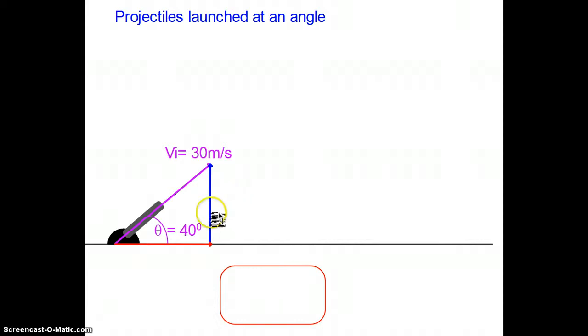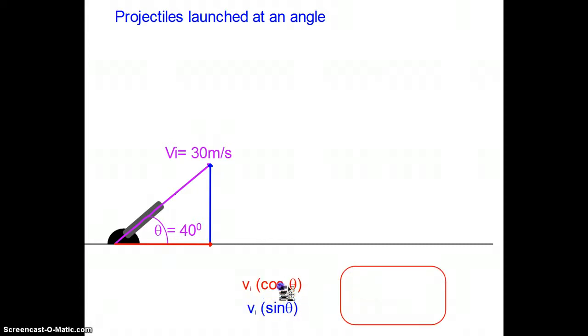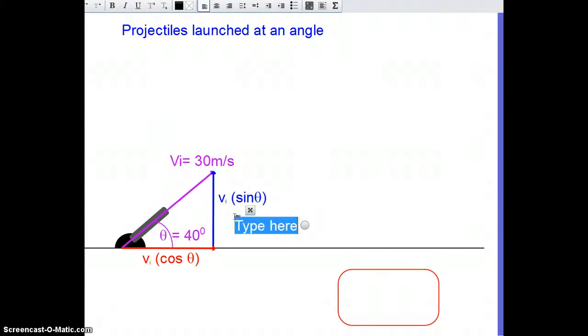If we wanted to figure out what is the horizontal velocity of our cannonball and what is the vertical velocity of our cannonball, we'd use our SOHCAHTOA knowledge, our trigonometry, and we'd say that to find the horizontal part, we'd take the initial velocity times the cosine of our angle, and to find the vertical part of it, we'd take the initial velocity times the sine of our angle. This would essentially become Vy initial, and down here, Vx.